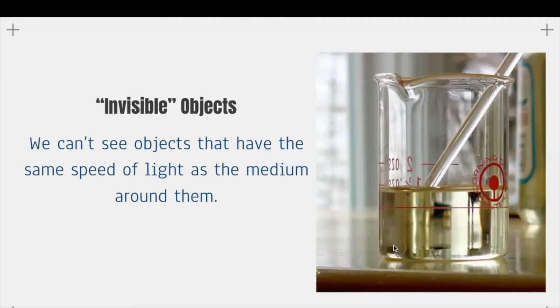So for instance, with this physics toy here, you can see the plastic-glass interface. You can see the glass-air. You can see all the interfaces because there's changing speeds, right? Because there's changing speeds, you can see the interfaces. If they don't change speeds, then you can't see them at all. It's like they're not even there.